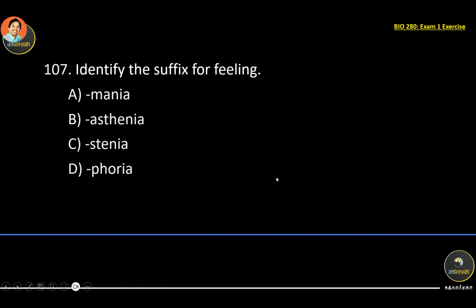Identify the suffix of feeling. Feeling. Maybe you heard a lot about this. When people are so happy, what they have is euphoria. So this is phoria, feeling.